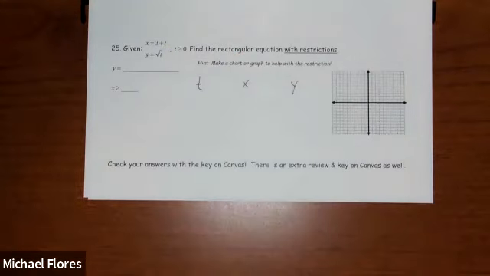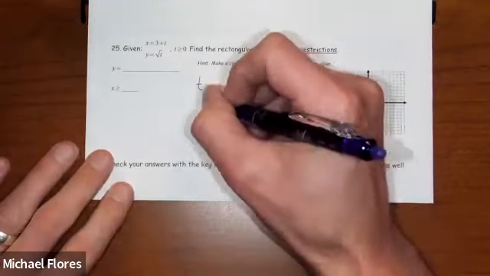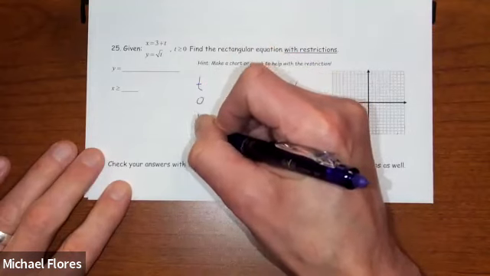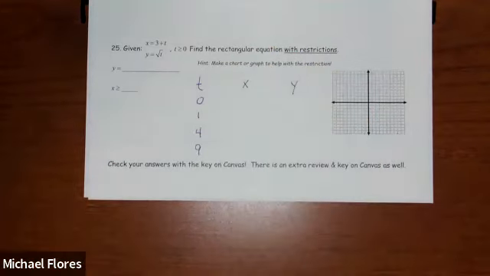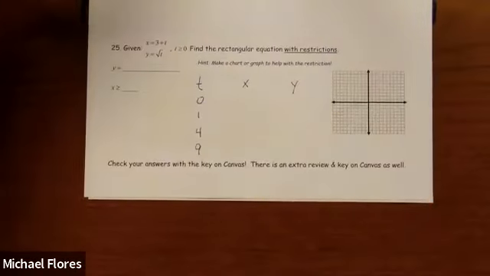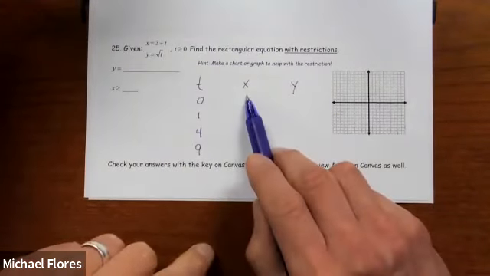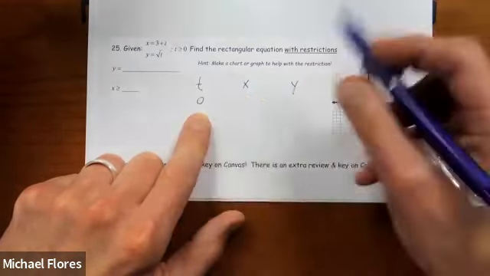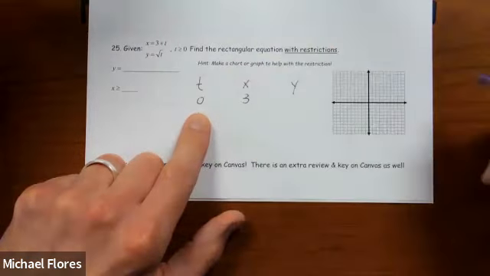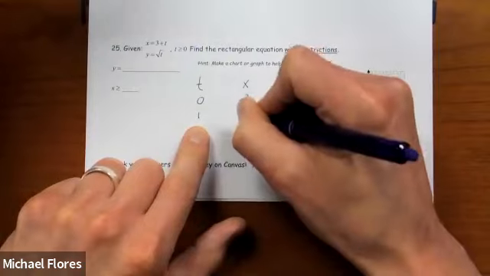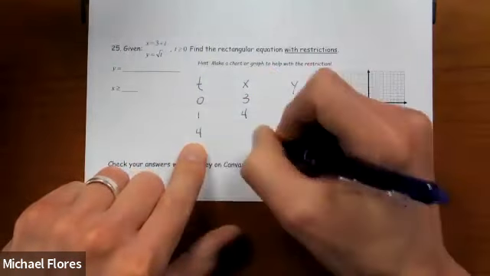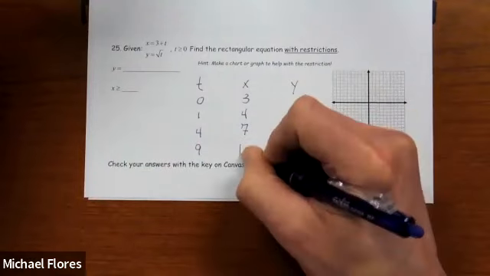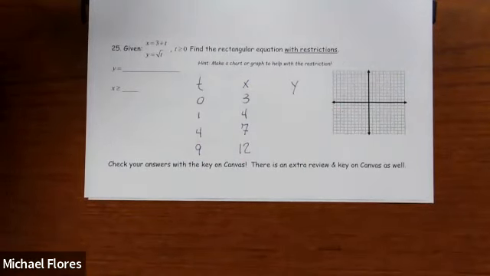So whenever you go to do this, check to see what your equations are. And if you have square roots, use perfect squares. So we want T to be 0, 1, 4, and 9. In order to figure out what X is at that particular point, we're going to take 0, substitute it here for T, and then do our math. 3 plus 0 is 3. Take 1, substitute for T, we'd get 4. 4, substitute for T, we'd get 7. And so on.